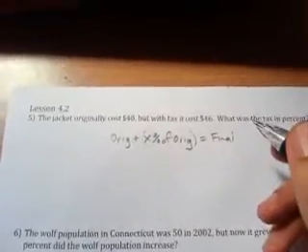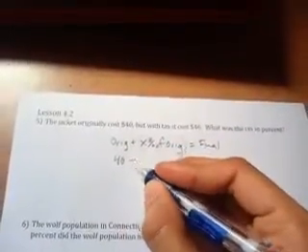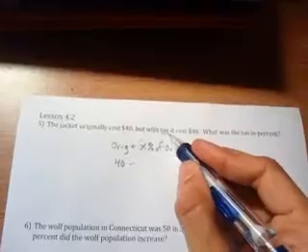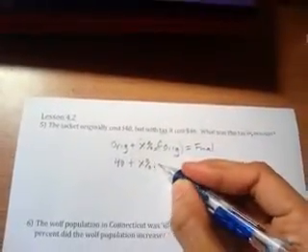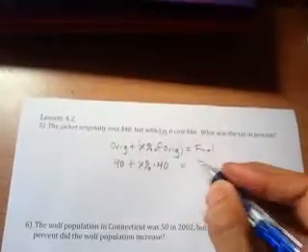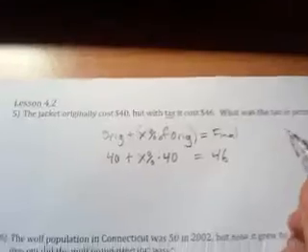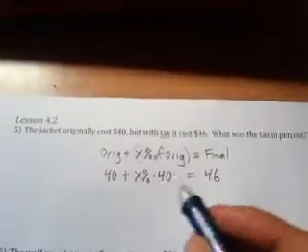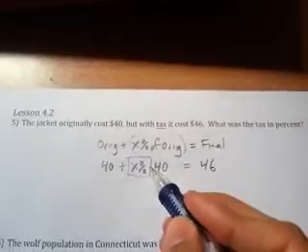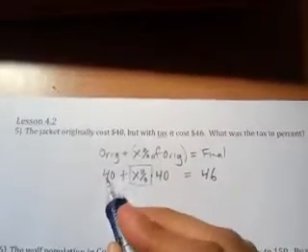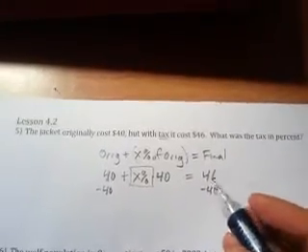So do I know my original amount? Yeah, it says it originally cost $40. And in this case I'm adding tax, so I'm going to put plus X percent, but I don't know what that is, of 40 is equal to my final amount, which I do know, which is $46. Okay, so again, I want this X to be alone, so how do I undo it? Well, there's multiplication of 40 and addition of 40, so I'm going to deal with the addition of 40 by doing the opposite, subtract 40.